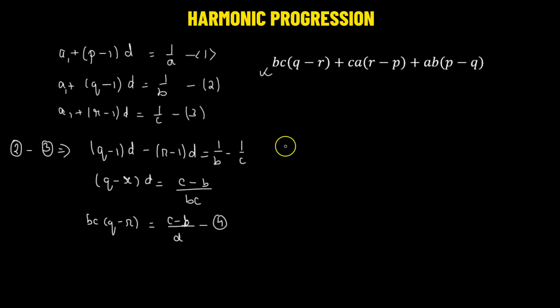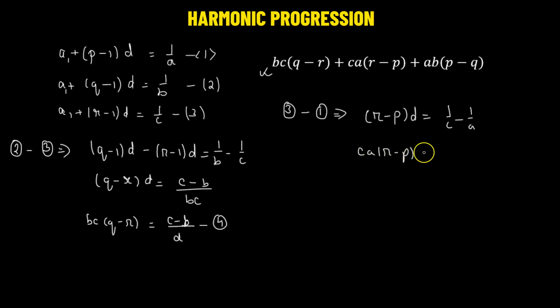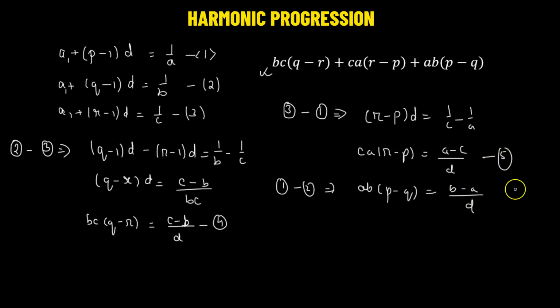Fine. Next, what we'll do, we'll take equation number 3, and from here we are going to subtract equation number 1 such that we get R minus P multiplied by D. This will be equal to 1 over C minus 1 over A. That means we will have CA multiplied by R minus P. So this will be equal to A minus C over D. And then we're going to do 1 minus 2. And this is going to give us AB multiplied by P minus Q equals B minus A divided by D. So let this be number 5 and let this be number 6.